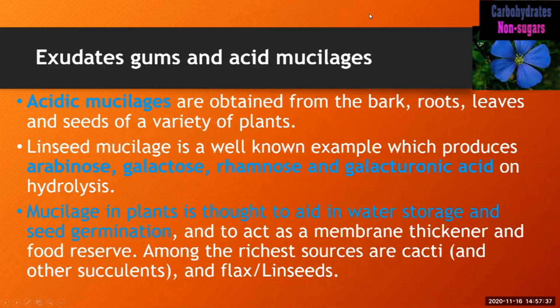Then acid mucilages are obtained from the bark, fruit, leaves, and seeds of a variety of plants. A common example is linseed mucilage, a well-known example which produces on hydrolysis arabinose, galactose, rhamnose, and galacturonic acid. Mucilages in plants are thought to aid in water storage and seed germination. They also act as membrane thickeners and food reserves. Among the richest sources are cacti and other succulents, and flaxseed or linseed mucilage.